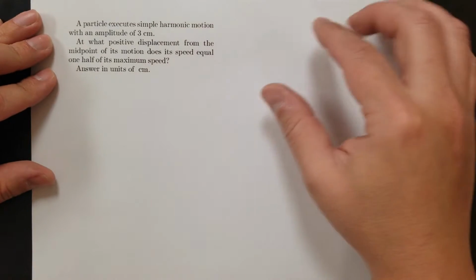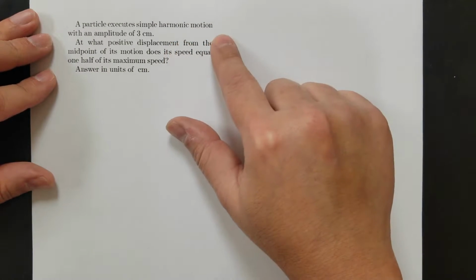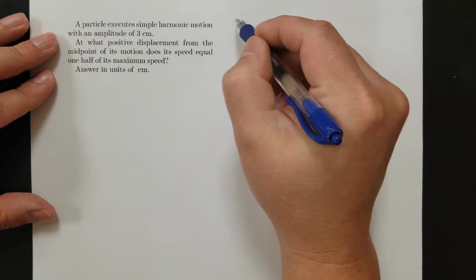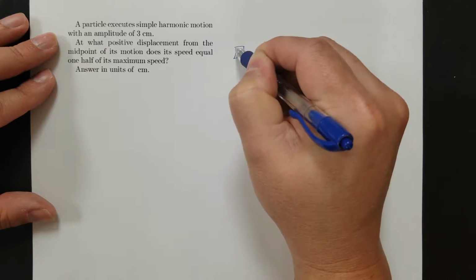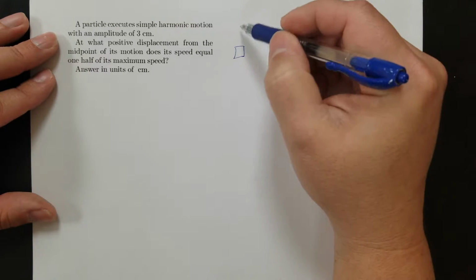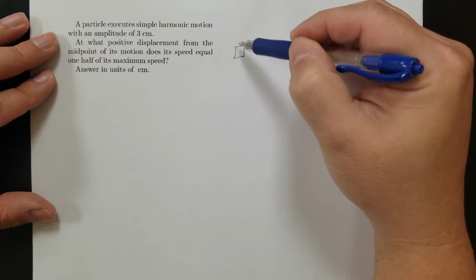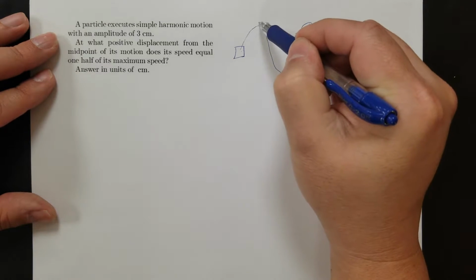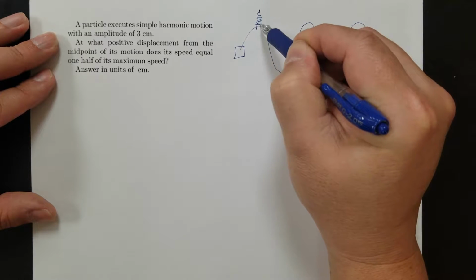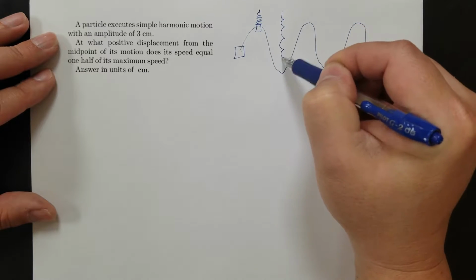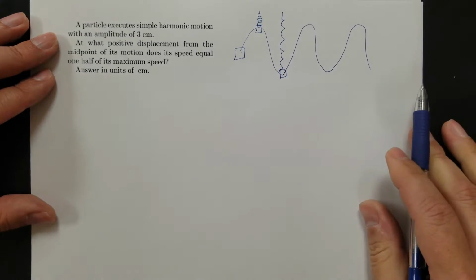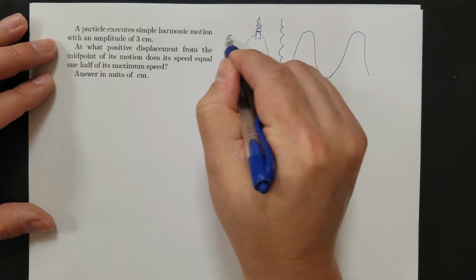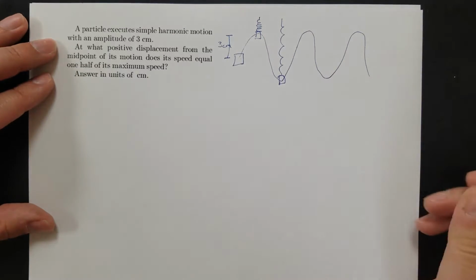All right, in this problem, I have a particle executing simple harmonic motion with an amplitude of 3 centimeters. So this is a mass on a spring, right? And the spring is here, and it's bouncing up and down like this. The spring is at a minimum here, and at a maximum here, right? And it has an amplitude of 3 centimeters, so this distance here is 3 centimeters.